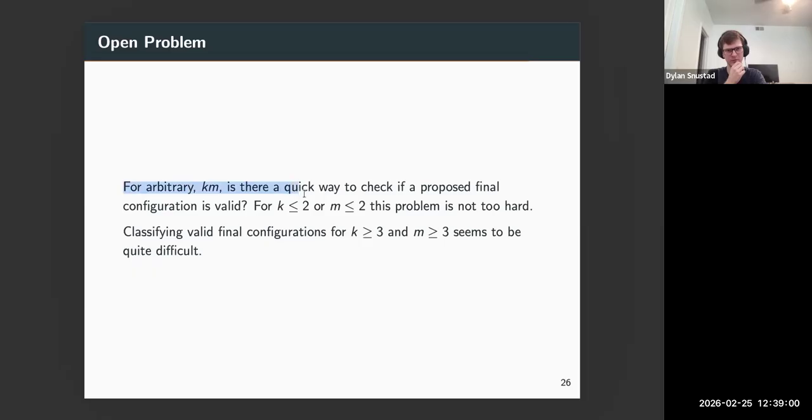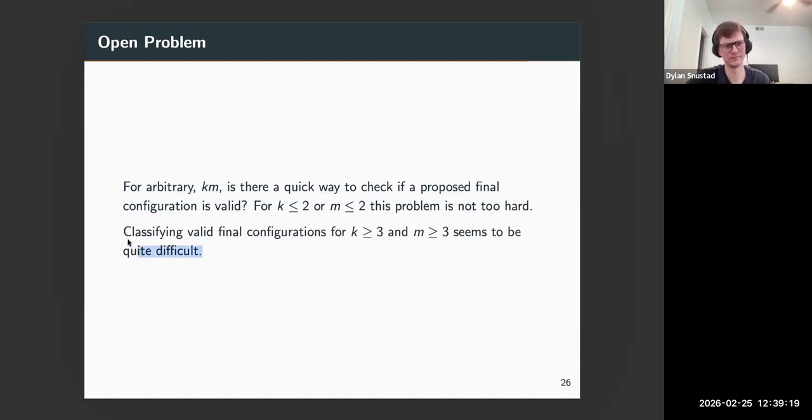So the question rephrased here is that for arbitrary k and m, is there some quick way to check if a proposed final configuration is valid, right? Can I use some sort of reasonable number of checks to quickly determine if this is something I can actually worry about or not?